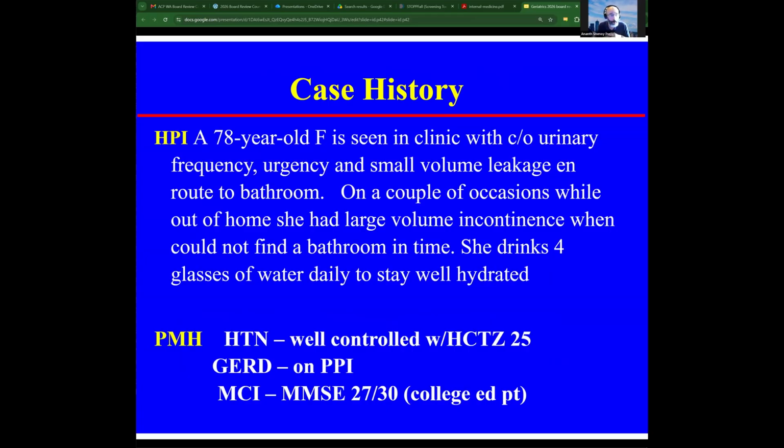She drinks 4 glasses of water a day to stay well hydrated because she's also heard she needs to do that. Her past medical history is notable for hypertension on HCTZ, gastroesophageal reflux on a PPI, and on her mini mental status exam, she's a 27 out of 30, is college educated, and history and memory loss suggested for mild cognitive impairment.